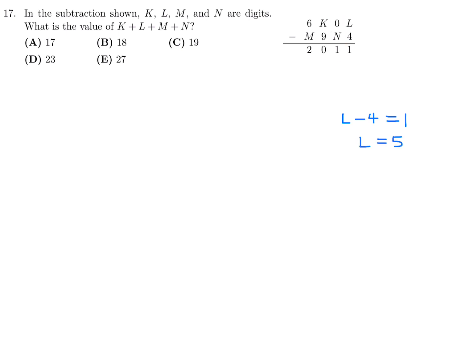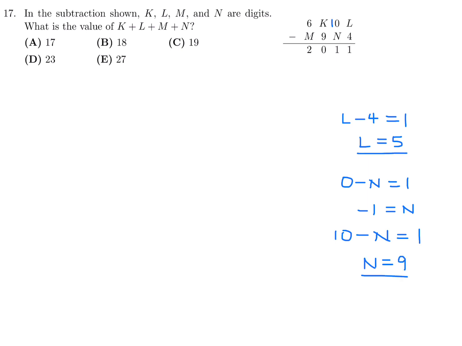The next one, 0 minus N is 1. Well, that actually means that N is equal to negative 1. But N can't be negative 1, right? Because N is a digit. But you guys obviously know that it doesn't have to be a 0, right? We could have carried the 1. So it actually was a scenario of 10 minus N is equal to 1. So that means that N is 9.